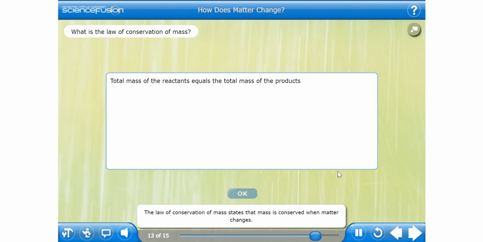The law of conservation of mass states that mass is conserved when matter changes. This means that no mass is lost or gained during a physical or chemical change. It's just rearranged. In a physical change, matter can change shape or size, or it can change state, such as from a solid to a liquid. In a chemical change, one substance can become another substance. In all of these changes, the total mass is the same after the change as it was before.